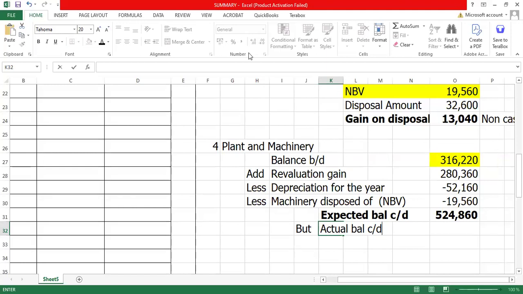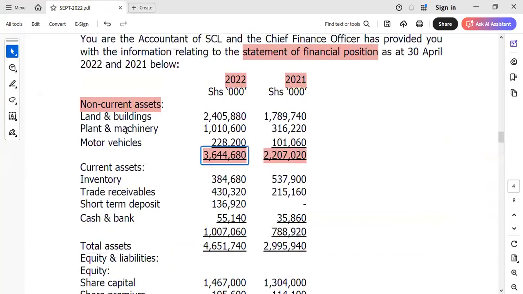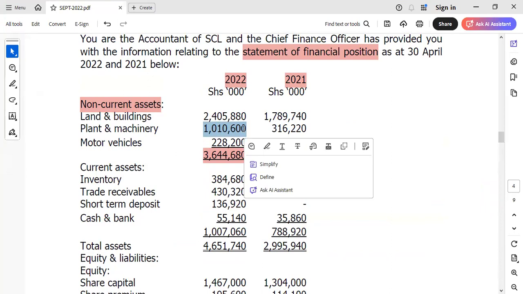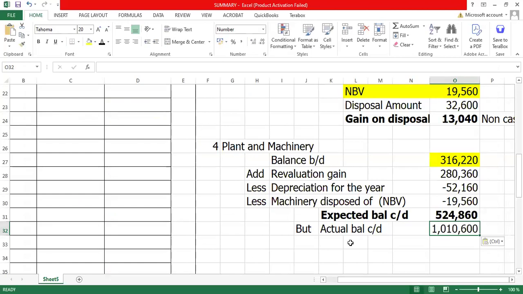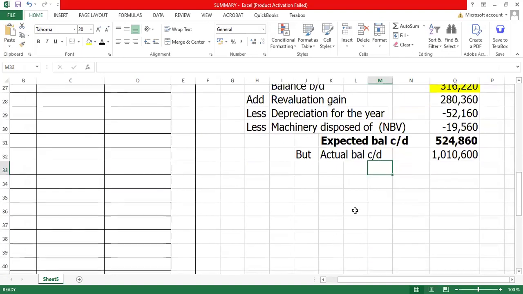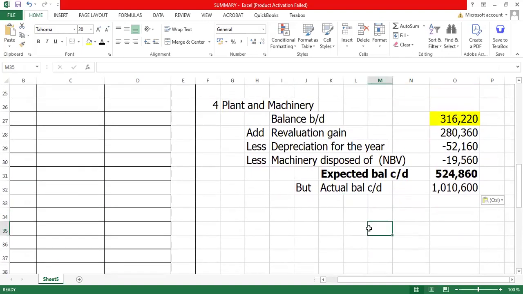At the end of the year, what is our plant and machinery? That is at the end of 2022 in the balance sheet. When you look at the balance sheet, the net book value is this one. You started with this, but now the net book value is this one. So it's what you're going to put here. So the question is, do you have the acquisition? Did the company acquire more? Because you expected the balance to be this, but now the balance is this.